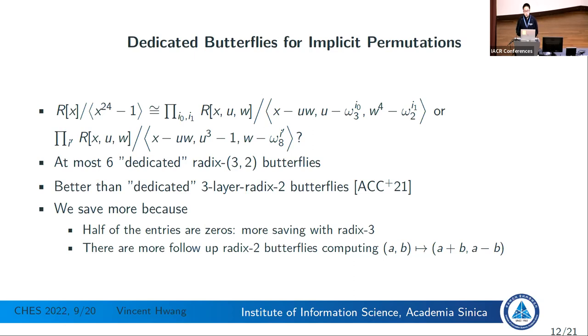The first reason is that for multiplying 2 polynomials with convolutions that are at least of double size, half of the entries of the input of the convolution are zeros. So we'll save more if we compute radix 3 butterfly at the beginning. The second reason is that we will mostly compute many layers of radix 2 butterflies. So if we compute a layer of radix 3 butterfly, then the follow-up radix 2 butterflies are sometimes cheaper.